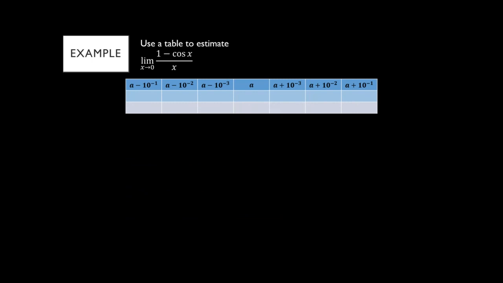Okay. Now I'm going to start throwing in some trig stuff because we do the first example on the assignment. It involves trig, so we can still use our Desmos to do shortcuts here. So we're using a table to estimate the limit as x goes to 0 of (1 minus cosine x) over x. And so a is 0 because we're approaching 0.